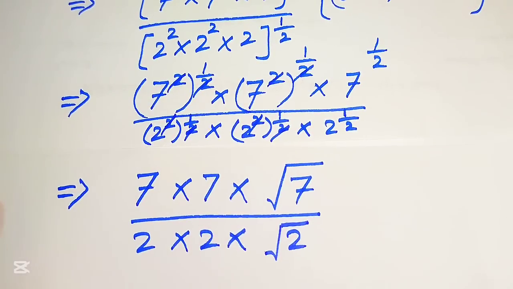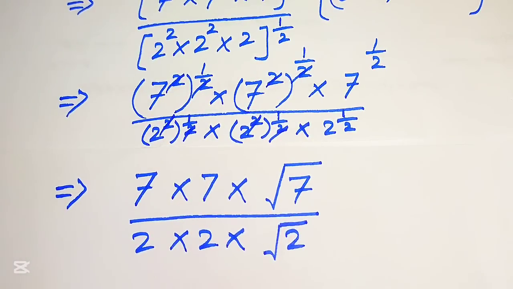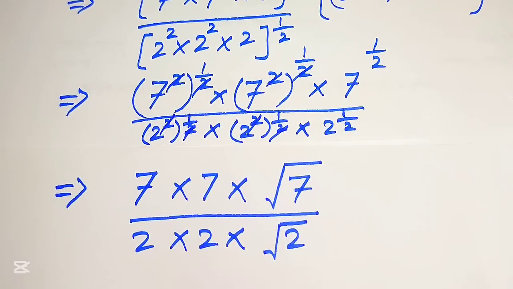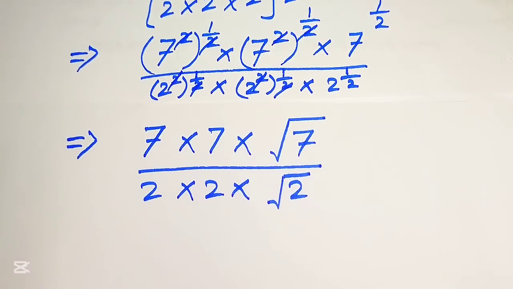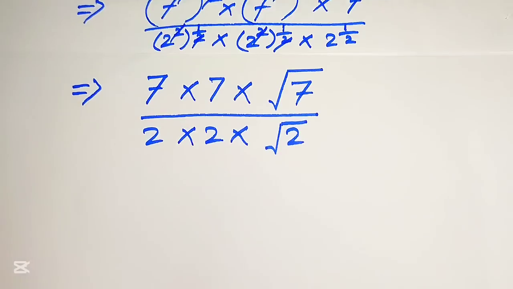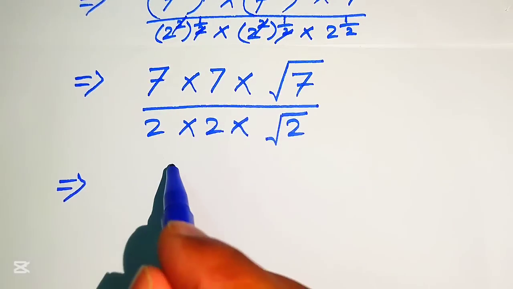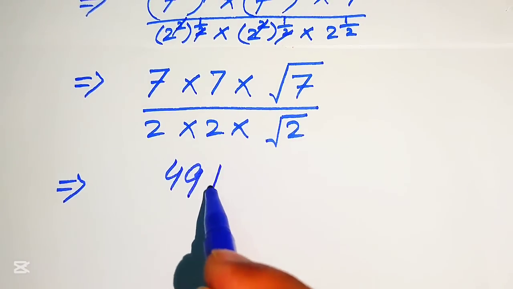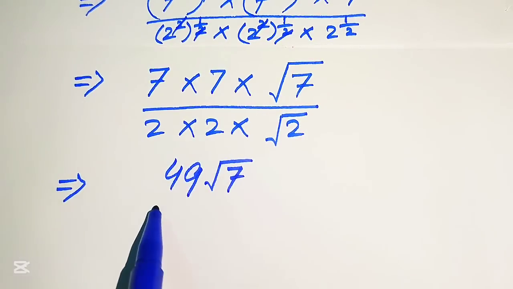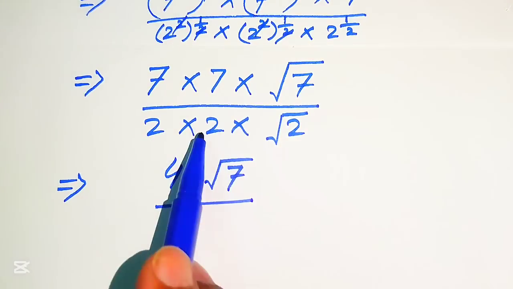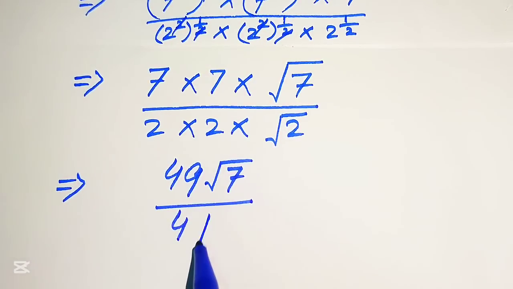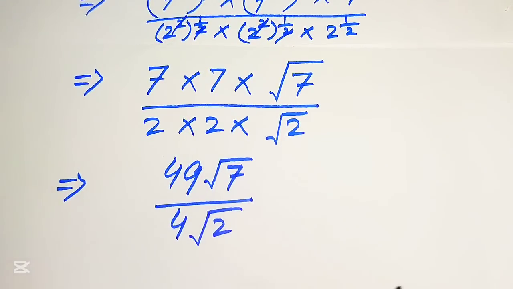Here you see that I can just solve this problem by step solution, and I can write each of the exponent laws which you can apply on each of these steps. Okay, so in the next step you see here 7 times of 7 becomes 49 times of square root of 7 divided by 2 times of 2 becomes 4 into square root of 2.